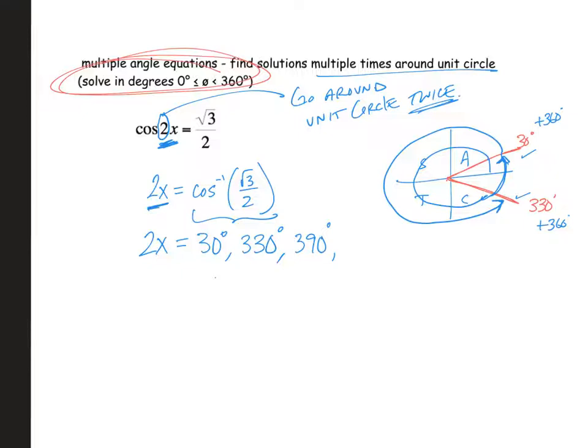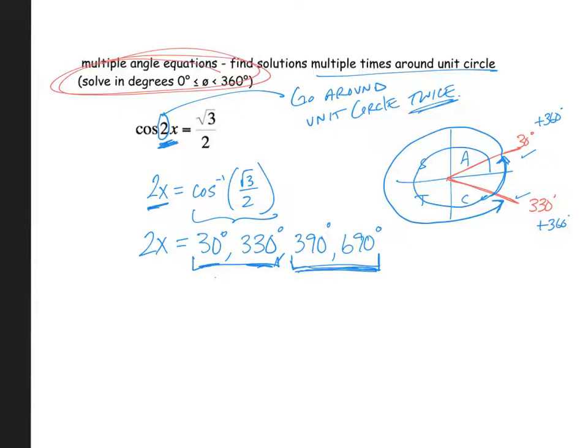So 330 plus 360, oops, let me erase that. That would give us 690. So here's one time around, here's the second time around. All I did was add 360 to 30 and add 360 to 330, and that's how I got these two.